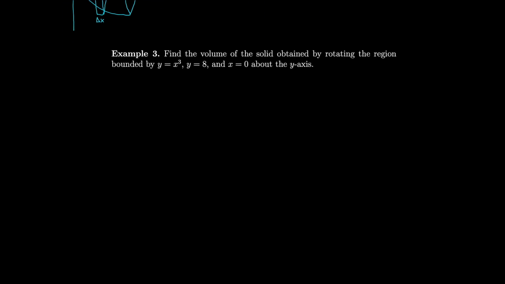Let's find the volume of the solid obtained by rotating the region bounded by y equals x cubed, y equals 8, and x equals 0, about the y-axis. So we'll draw something like this. It looks like we're going from x equals 0 to y equals 8, so we don't have to worry about the negative part so much. So we'll just draw a little bit of that. So that's y equals x cubed.